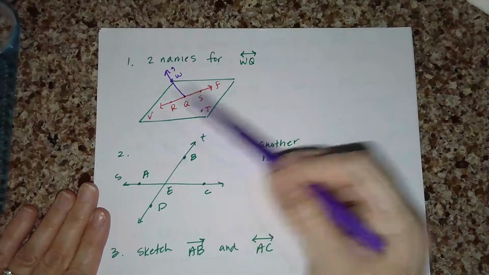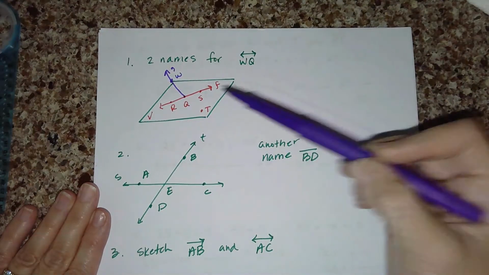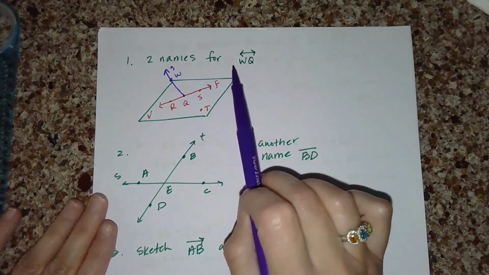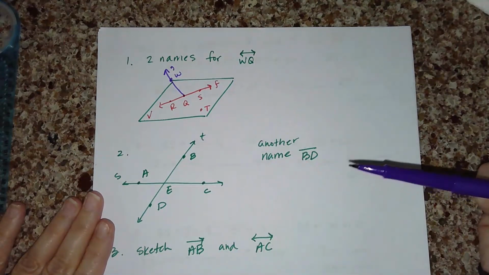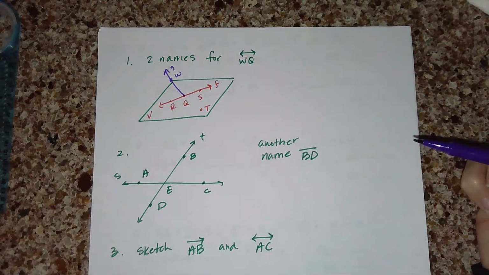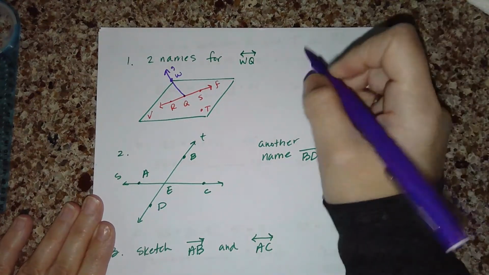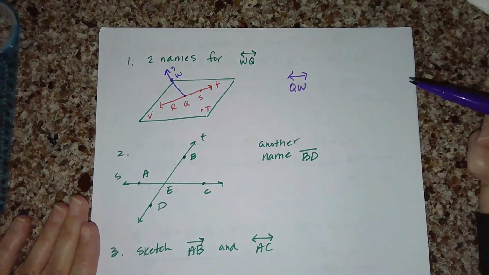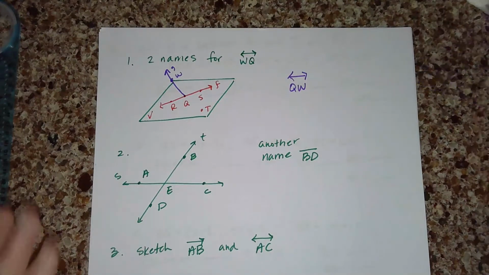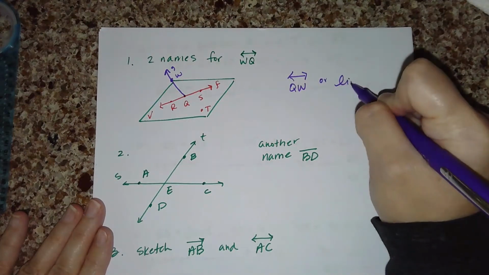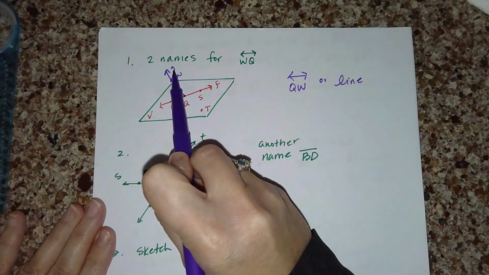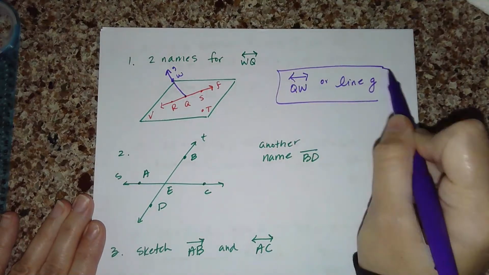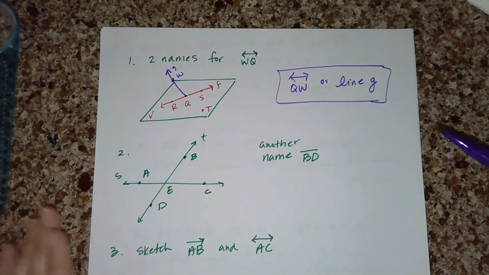The first one gave you a plane with a couple lines in it, and then some other points. They want you to name two different ways to call the line WQ. You could always go the opposite direction and call it QW. That's always a good option when you are naming a line. The other would be to name it by the one letter, the lowercase letter, and you would say line g. So the two possible answers here could be line QW or line g.